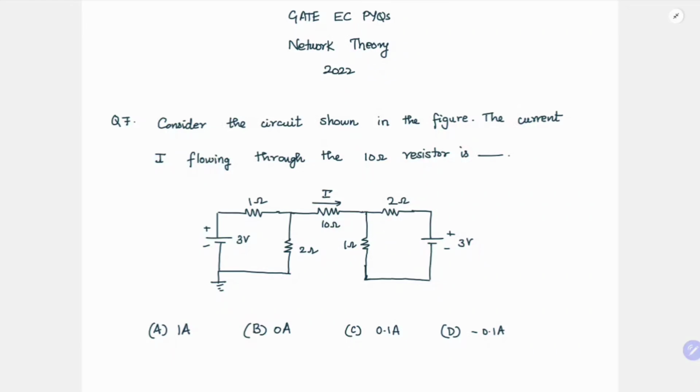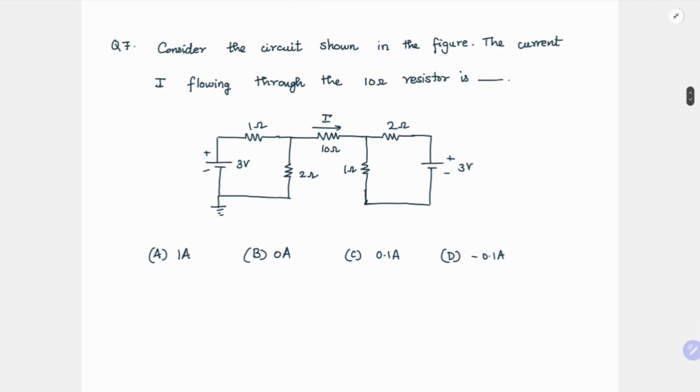Hello guys, welcome back. So in this video we'll solve another question from GATE EC 2022 on network theory. Consider the circuit shown in the figure, the current I flowing through the 10 ohm resistor is.